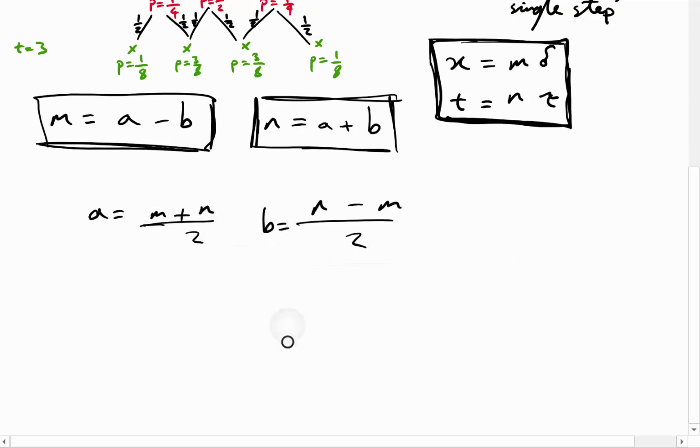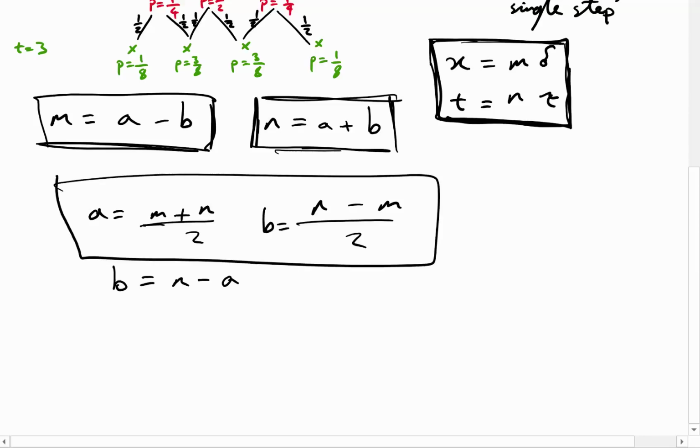So I've got a and b written in terms of the number of steps taken, which is n, and in terms of my position as well. Notice as well that I can write b quite happily as n minus a. That's another way of writing it, just rearranging. It doesn't matter too much, but I can rewrite those two things anyway.